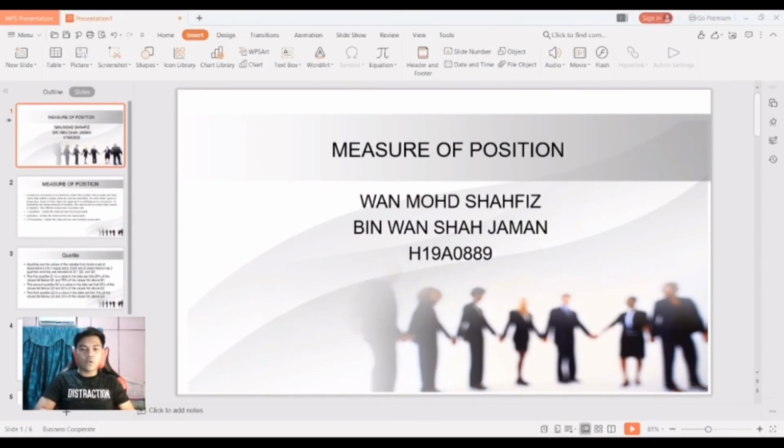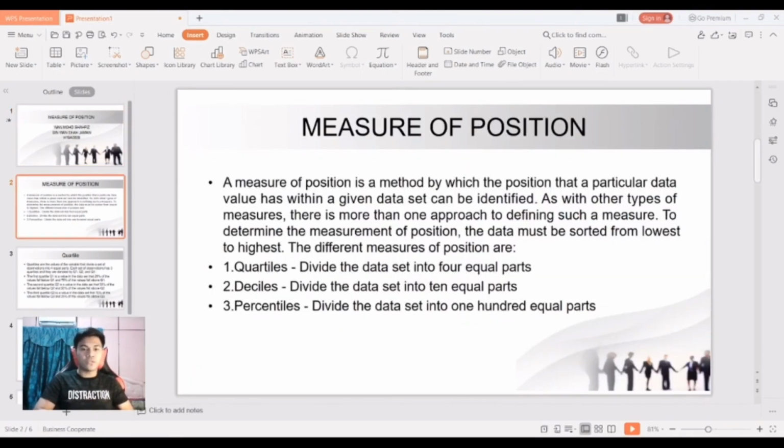Assalamualaikum, my name is Wan Muhammad Shafiz bin Wan Shahjaman. Today I want to talk about measures of position. A measure of position is a method by which the position that a particular data value has within a given data set can be identified. As with other types of measure, there is more than one approach to defining such a measure. To determine the measurement of position, the data must be sorted from lowest to highest.